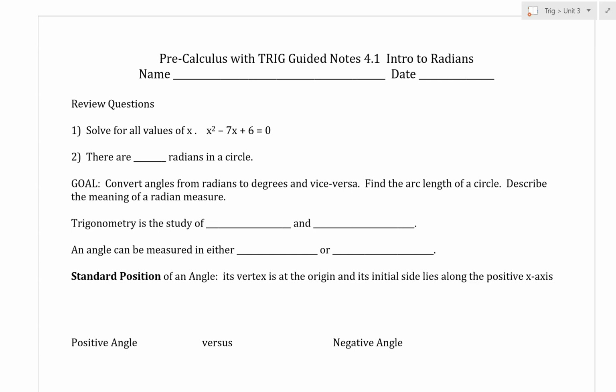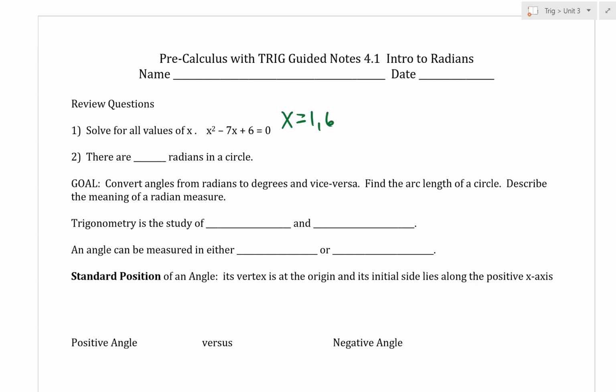There's just one review question here. I'll talk about number 2 in just a minute. Just take a couple of minutes to work that one out, and I'll be right back. Pause the video. Okay, the answer should have been x equals 1 and 6. Those would be your two roots that you would be using to solve for x.